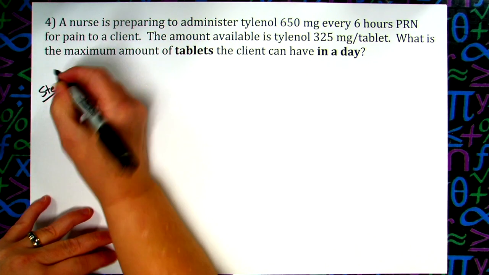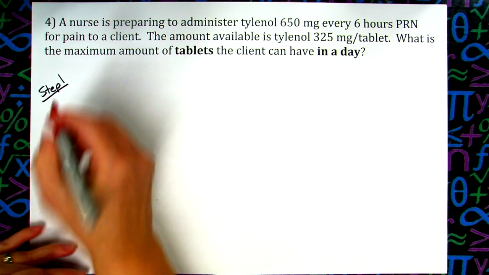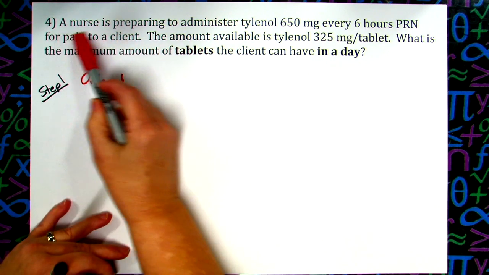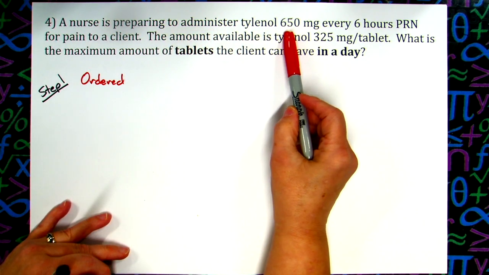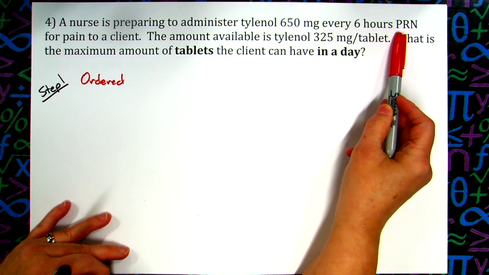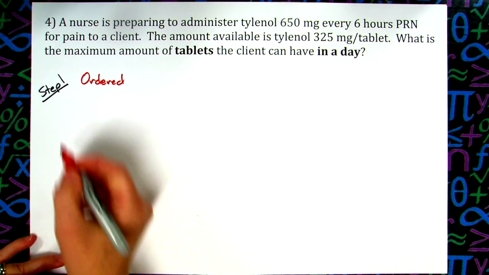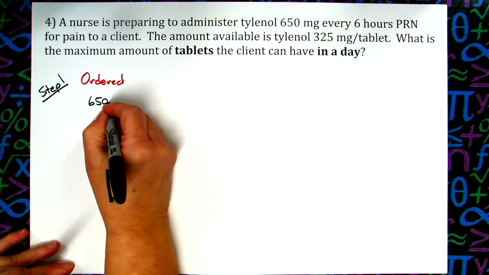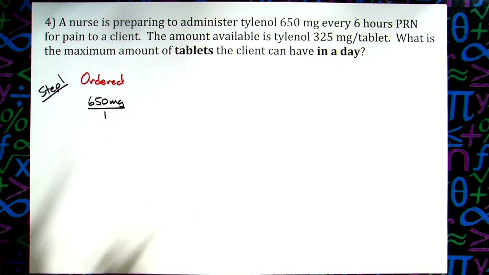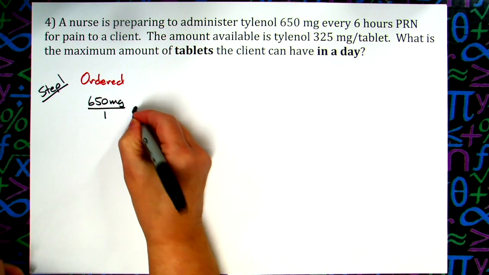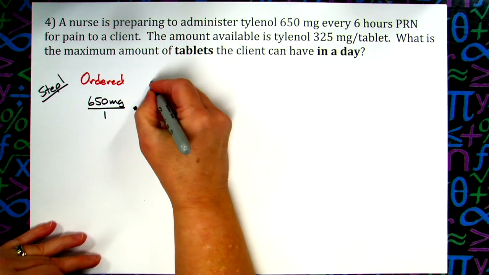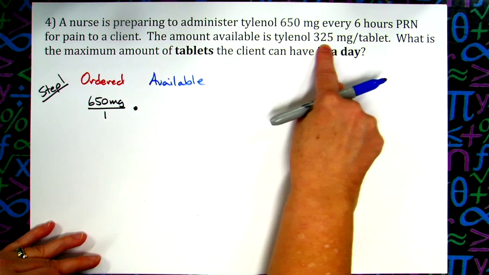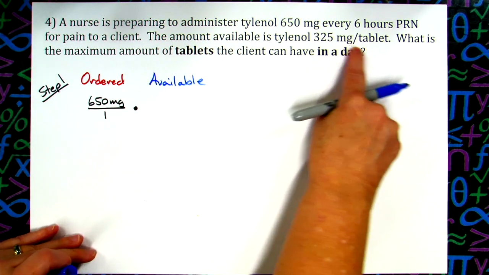So let's outline here our step 1. We are going to take what was ordered. So we're going to set the problem up here as ordered. We'll come up here. A nurse is preparing to administer Tylenol, 650 milligrams every 6 hours, PRN. Okay, so what was ordered is the 650 milligrams. And then we're going to go over 1 so that we've got a fraction. We're going to multiply that by what was available. Okay, so what's available? The amount available is 325 milligrams per tablet.